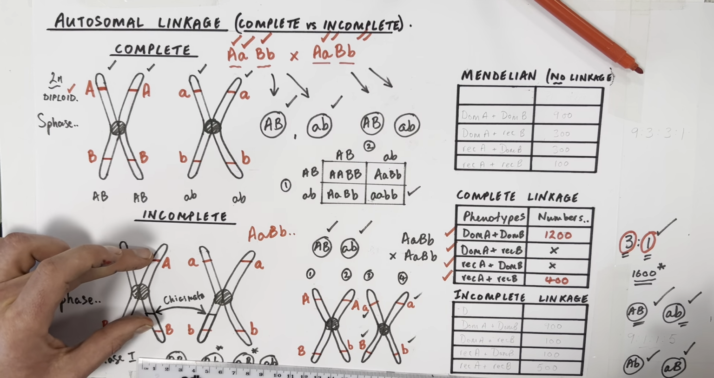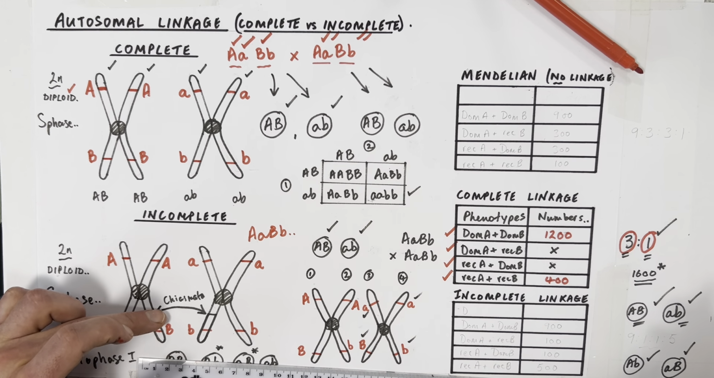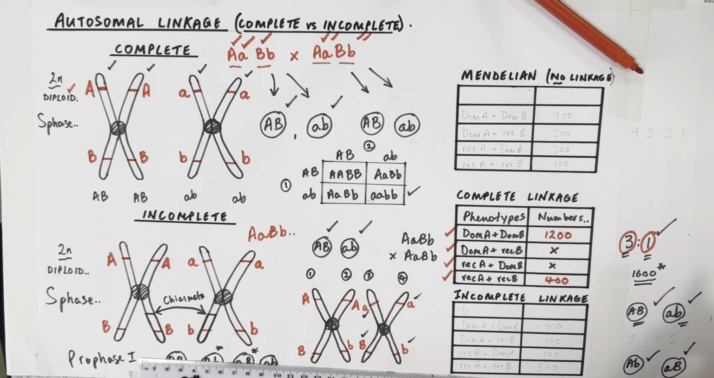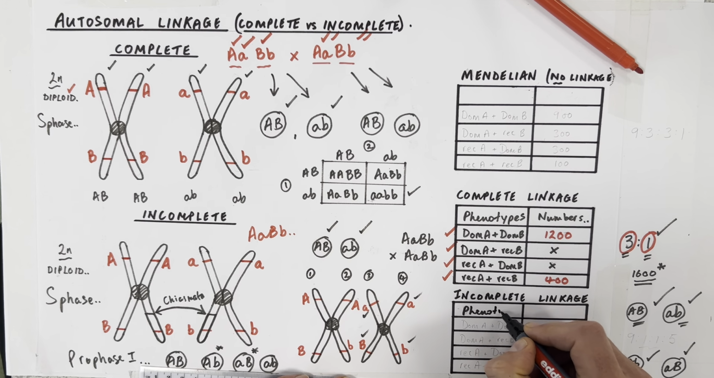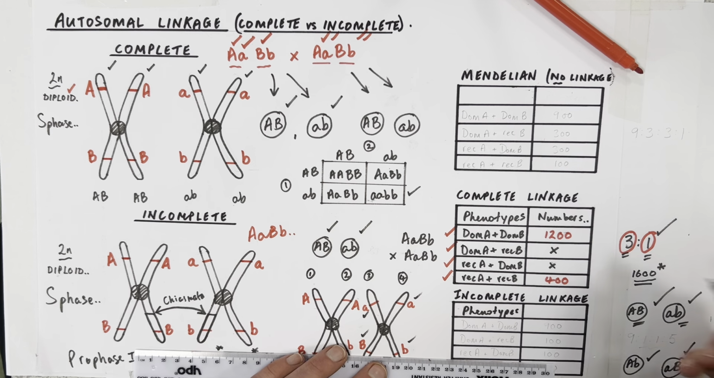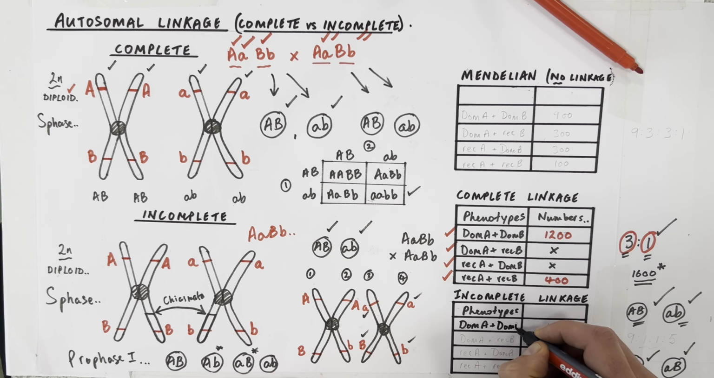The further apart the two loci are for each gene, A and B, the more likely chiasmata will form actually between the two genes. So let's have a look at the offspring we might expect from this incomplete linkage then. So the phenotypes would be the same as that list at the top. So I'm going to say dominant A and dominant B phenotype.